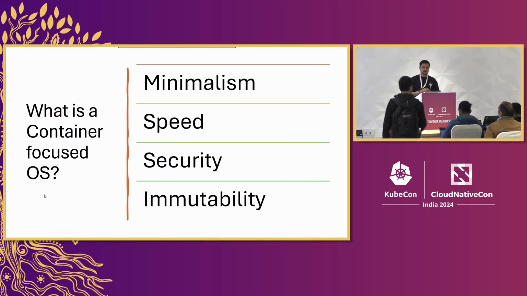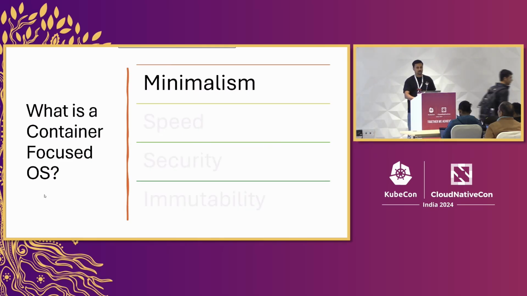What I mean by minimalism is that the OS is a very stripped down version. It does not have a package manager and contains only the packages that are required to run your container workloads.